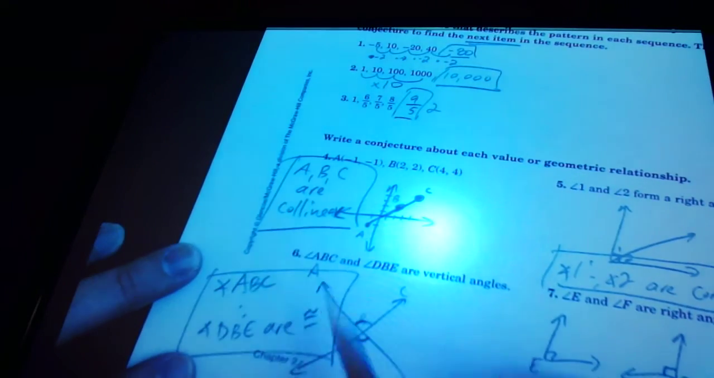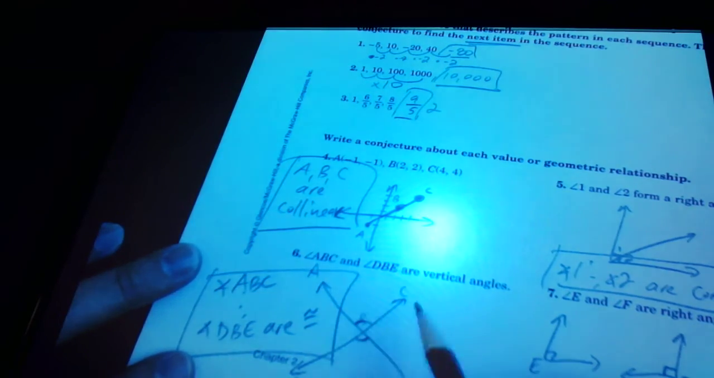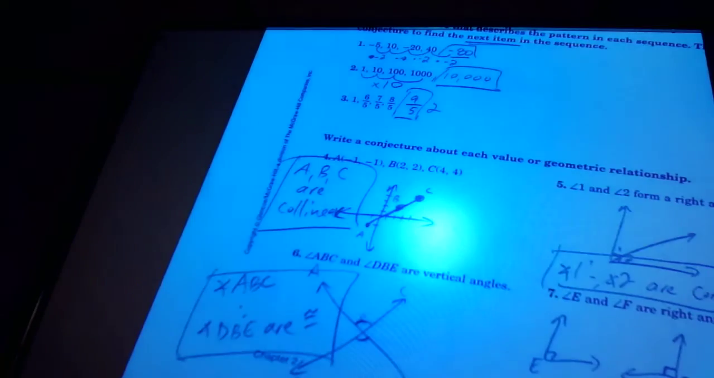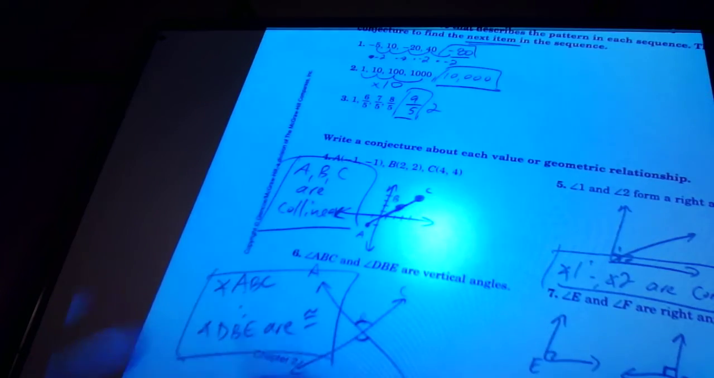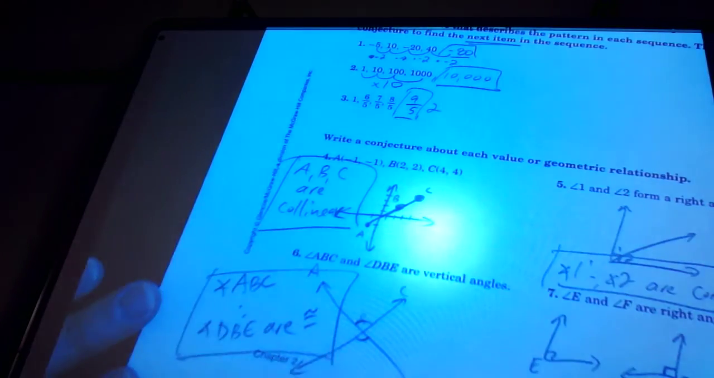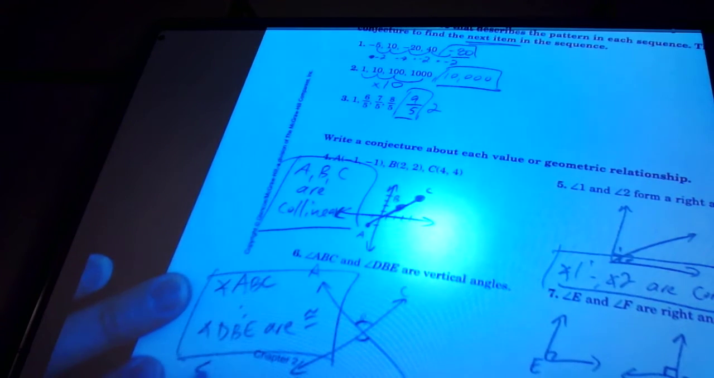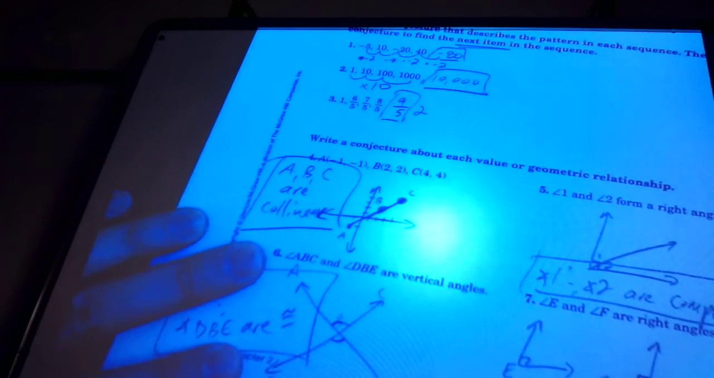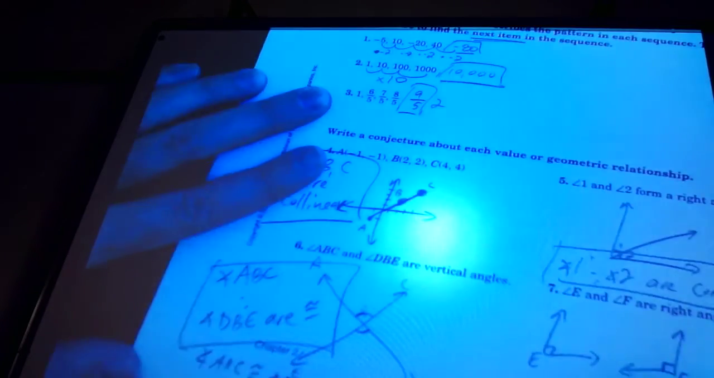It says angle ABC and angle DBE are vertical angles. Well, you've learned in Chapter 1 about vertical angles, and we'll get into this even more later on in the book, but we talked about in my class that vertical angles are congruent. So I can say angle ABC and angle DBE are congruent. Or I could even just go angle ABC is congruent to angle DBE. Okay, sorry, bad E. All right, pretty simple stuff to do right there.